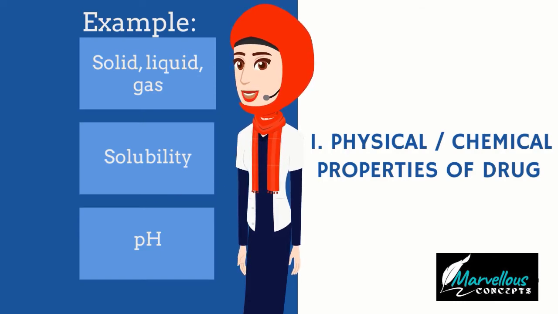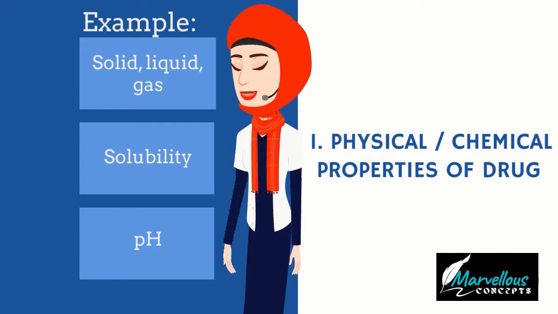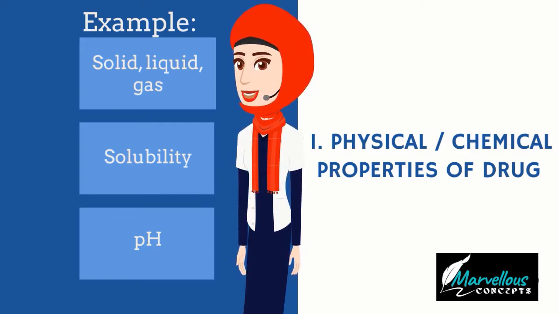Now let's talk about solubility and pH, which are very important parameters for any drug action or bioavailability, as well as determining which dosage form to use and which route of administration to use. Depending on this solubility and pH, whether it's water soluble or lipid soluble, the route of administration will be determined. If it's water soluble, it will be given orally. If it's lipid soluble, it will be given topically.